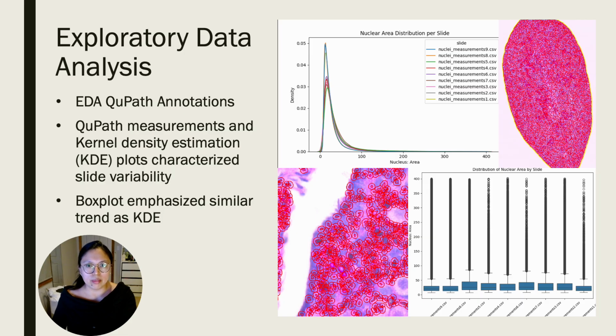To do this, we used a method called kernel density estimation, which creates smooth curves to represent how the nuclear areas are distributed. We also normalized the data so that we're focusing on the shapes of the distribution rather than the number of nuclei in each sample. What we see is that most of the curves overlap quite closely, which suggests that the nuclear size patterns are fairly consistent across the slides.